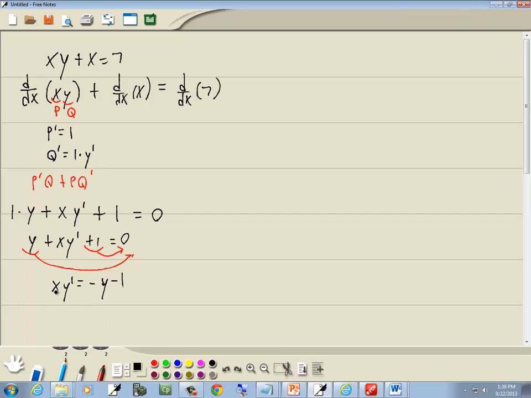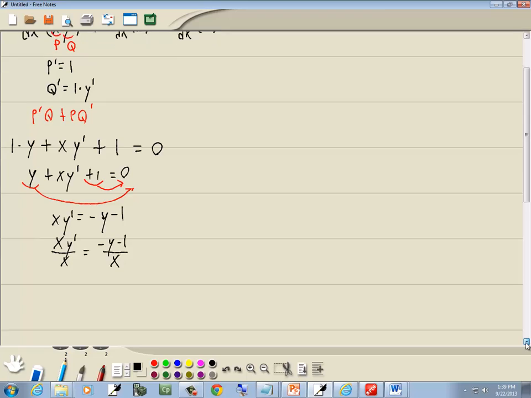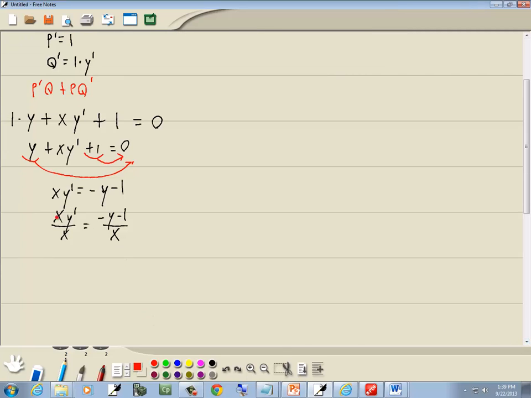Now we're going to divide both sides by x. So we've got x y prime divided by x is equal to negative y minus 1 divided by x. These x's are going to cancel. And we get y prime, dy/dx, remember that's just different notation, is equal to negative y minus 1 over x.